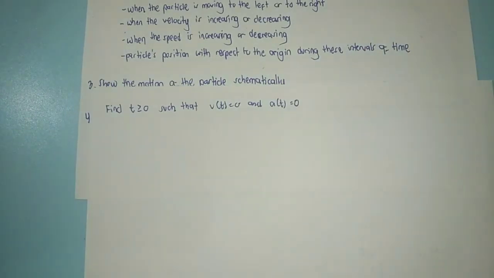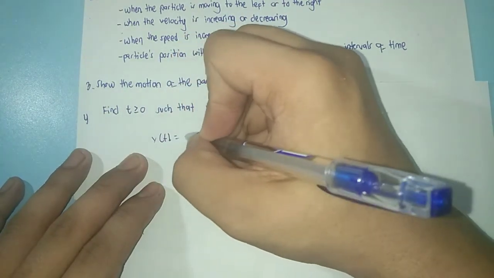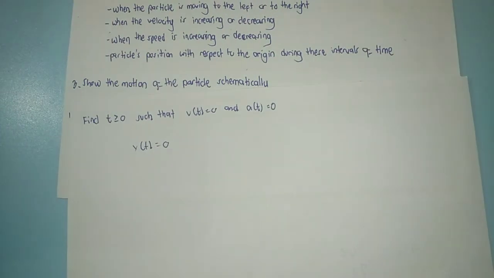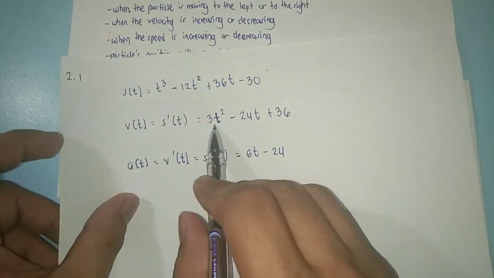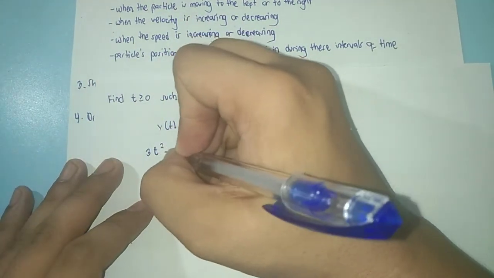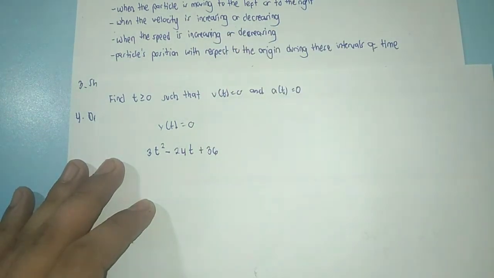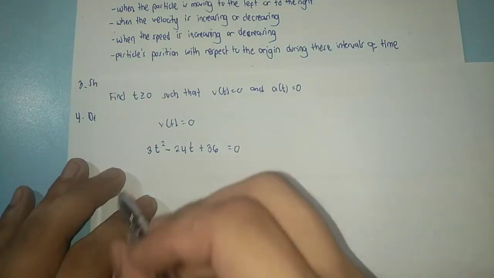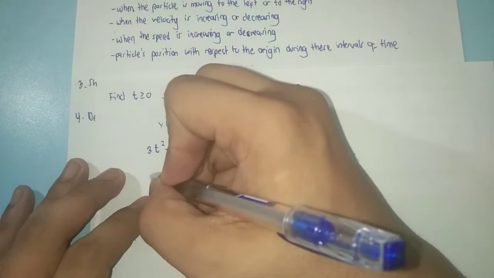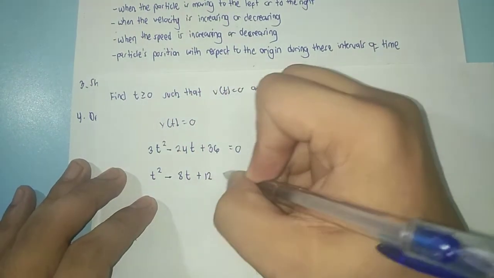And then, so i-equate lang natin yung velocity sa 0. So, ano ba yung velocity natin? Yung na-compute natin kanina. Ito yun. Yung 3t squared minus 24t plus 36. So, i-equate lang natin yan sa 0. So, 3t squared minus 24t plus 36 equals 0. Okay? So, divide lang natin both sides by 3. So, magiging ano na to, t squared minus 8t plus 12 equals 0.